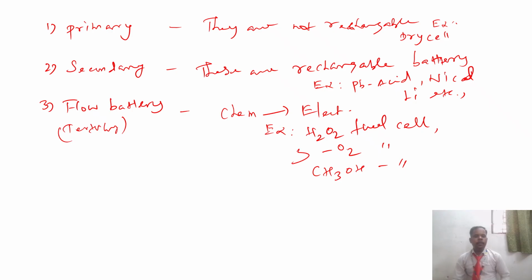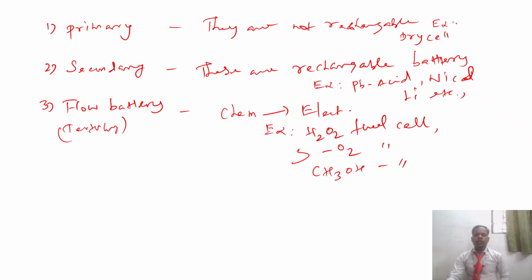Then the secondary battery is just the reverse of the primary battery. The electrodic reactions can be reversed at the time of passing electricity. That is called a secondary battery. Best examples: lead acid battery, nickel cadmium battery, lithium sulfur battery, lithium ion battery. Then the third one, flow battery. Here the reactants, products and electrolytes are continuously passing through the cell, so chemical energy is converted into electrical energy. The best examples are hydrogen oxygen fuel cell, sulfur oxygen fuel cell, methanol oxygen fuel cell.